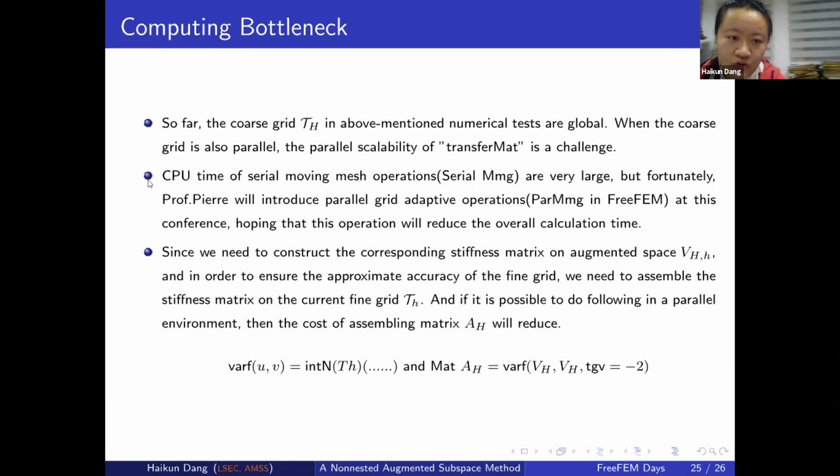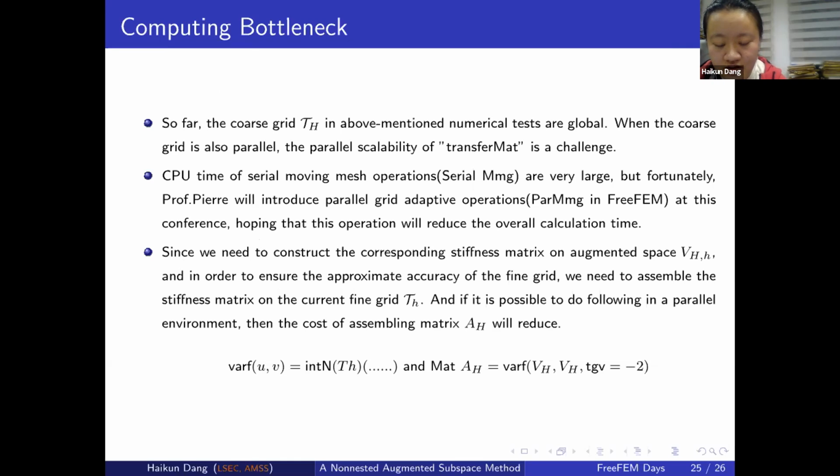And the second point is the CPU time of several moving mesh operations. For example, the serial MMG is very large. But luckily, Professor Pierre will introduce ParMMG in FreeFEM, so we hope that this operation will reduce the overall calculation time.